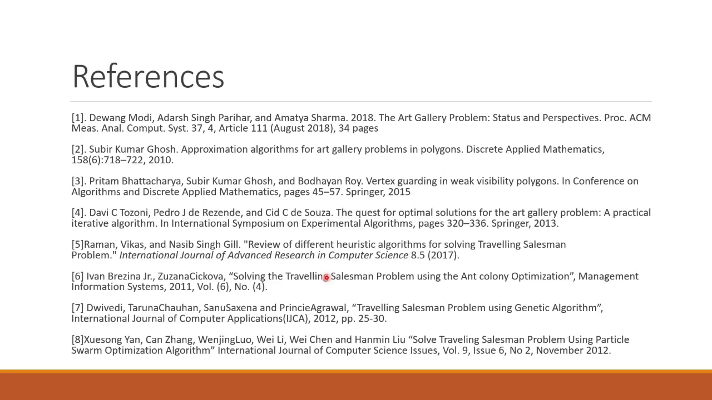These are the references that we have used. The first four references are for the art gallery problem given by Ritik, and the fifth to eighth are the references for the traveling salesman problem.